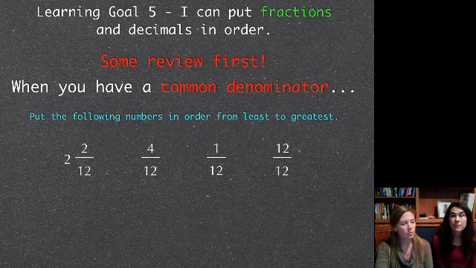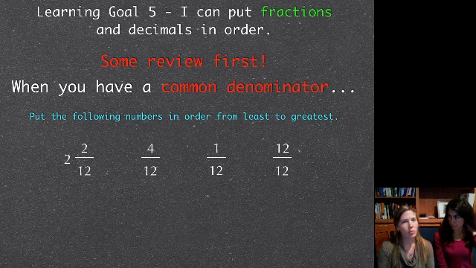So first we're going to do a little bit of review. If you are putting fractions in order, sort of like Learning Goal 3 where you had to compare them and find which one was bigger, well now you're just doing that with more. So we talked in Learning Goal 3 about if you have a common denominator, then the bigger the numerator, the bigger the fraction, right? The more pieces you have.